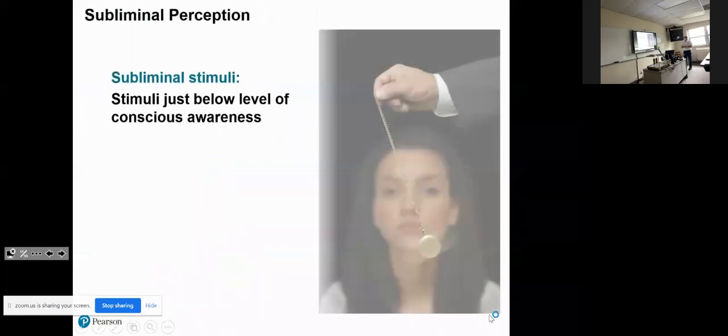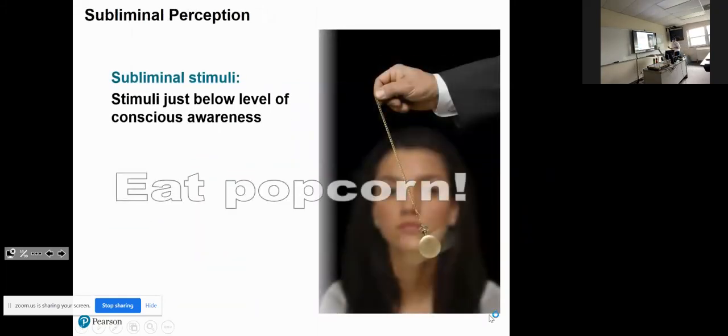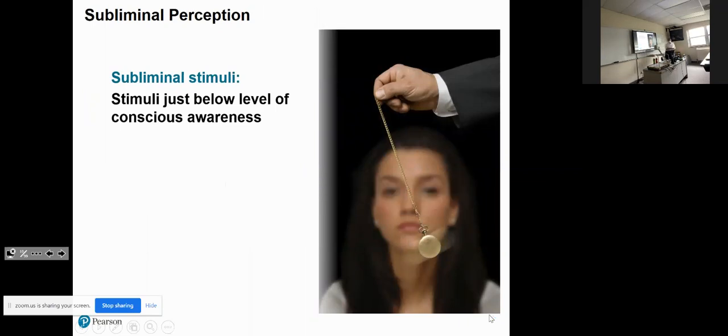All right. Another term that your book likes to use is subliminal stimuli. These are stimuli that are just below the level of conscious awareness. So they're occurring, but at a level that we're not really aware that it's occurring. What are some examples that you have of subliminal messages that you may have seen in the press, in the media, or read about or heard about? Have any ideas of subliminal, anything that might suggest that you do something without you actually thinking about doing it? You think of anything?